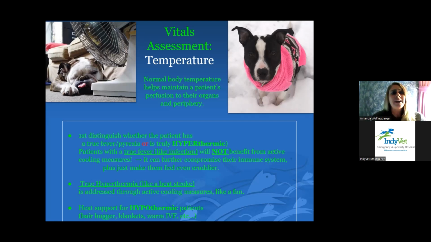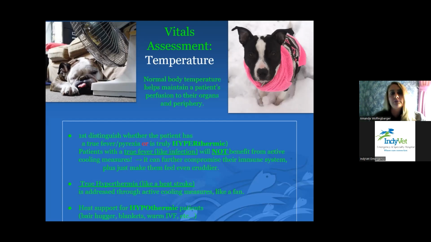So normal body temperature, at its base, helps maintain perfusion to the patient's organs and the periphery. One of my big soapboxes that I like to stand on is I am not going to try and get a patient's blood pressure if their temperature is too low to read because they're not perfusing, so it's not going to be adequate. So with our hyperthermic and hypothermic patients, first, if they're hyperthermic, we need to distinguish if that is a true fever, pyrexia, or if it is true hyperthermia, aka a heat stroke.